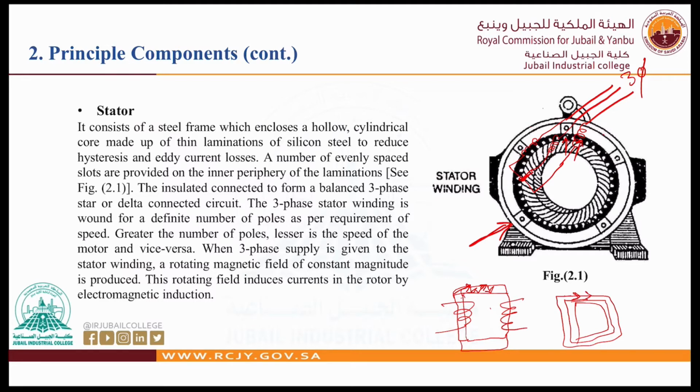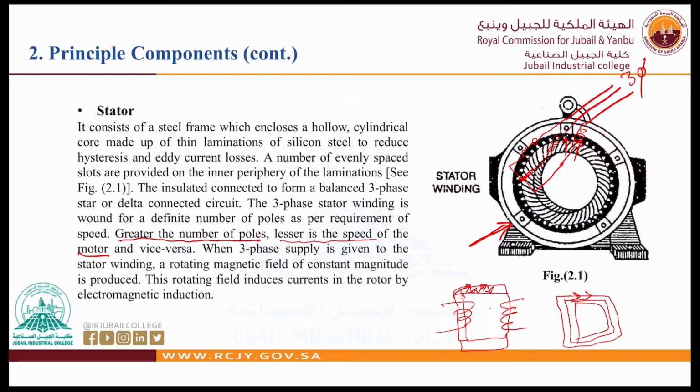So these are the stator windings, and the three-phase stator winding is wound for a definite number of poles. The greater the number of poles, the lesser the speed of the motor. This is a very important note here. So if we have more poles in the stator, we will have less speed, or less synchronous speed.